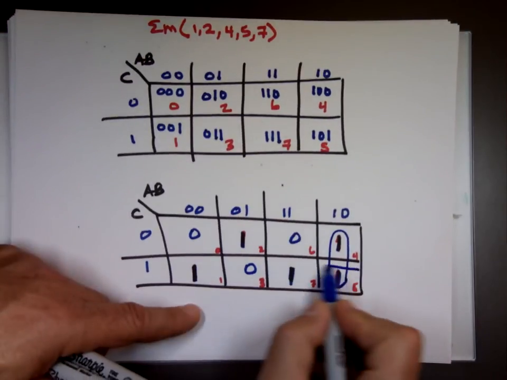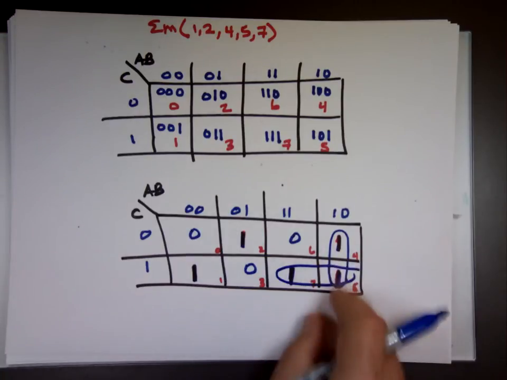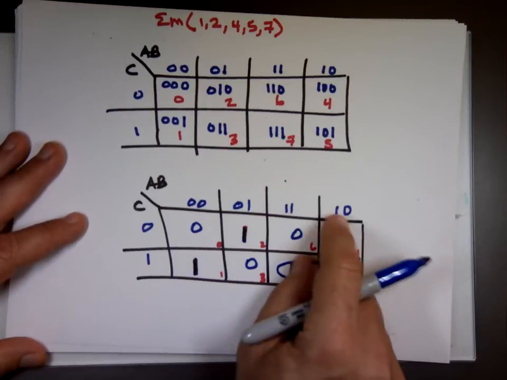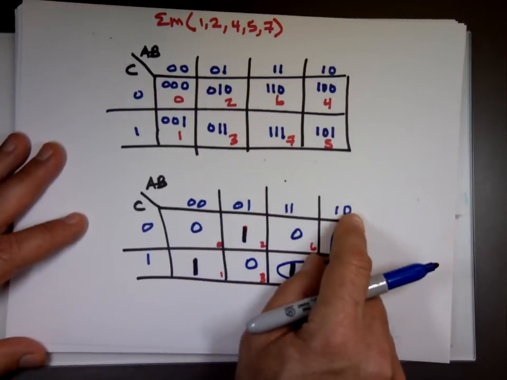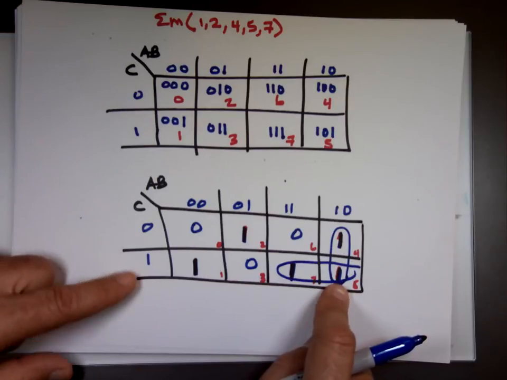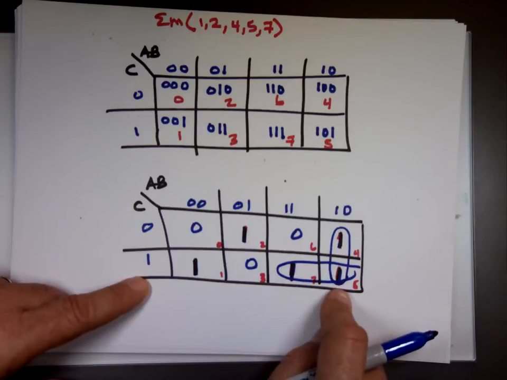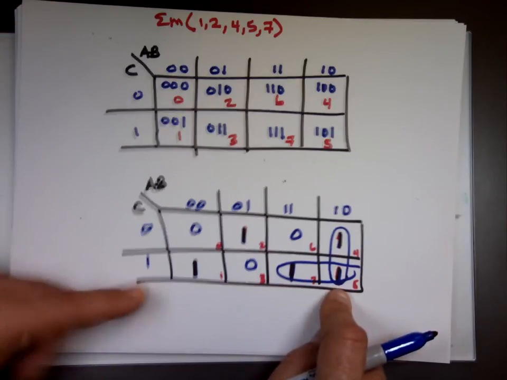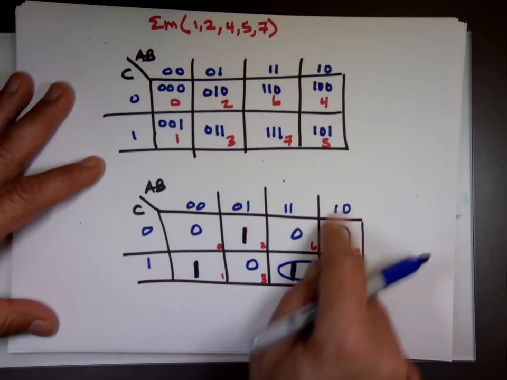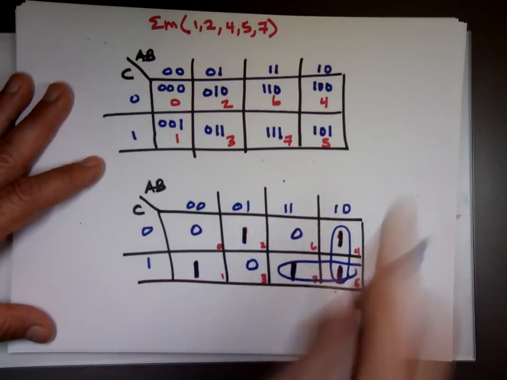Let's see how we read this. When you read this one, up and down here, notice A is always 1, B is always 0. They never change for that group. The only one that changes is C. That means it doesn't really matter. If C is 0 or 1, you're still going to have a 1. So C is not a factor in this group. The things that don't change are A and B. A is 1, B is 0, so that's A, B bar.